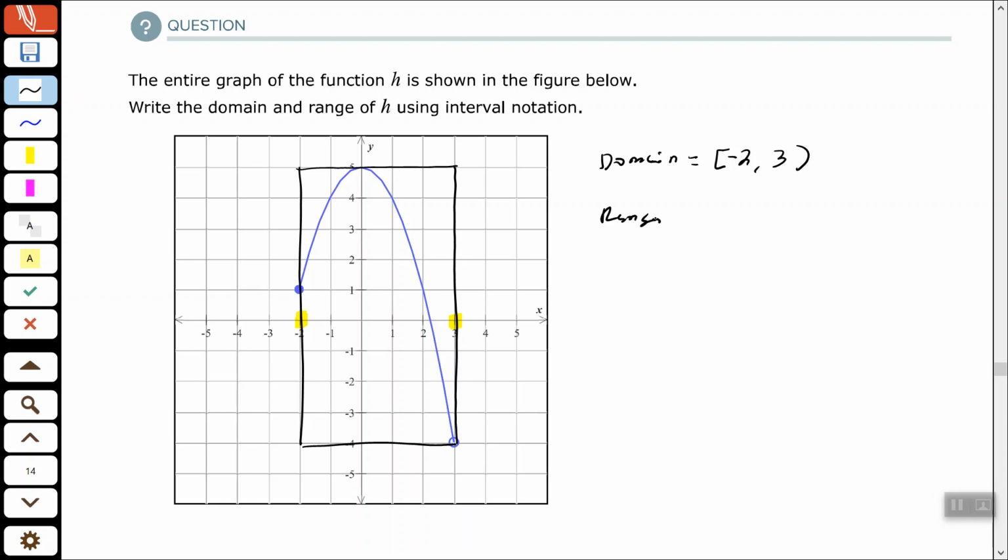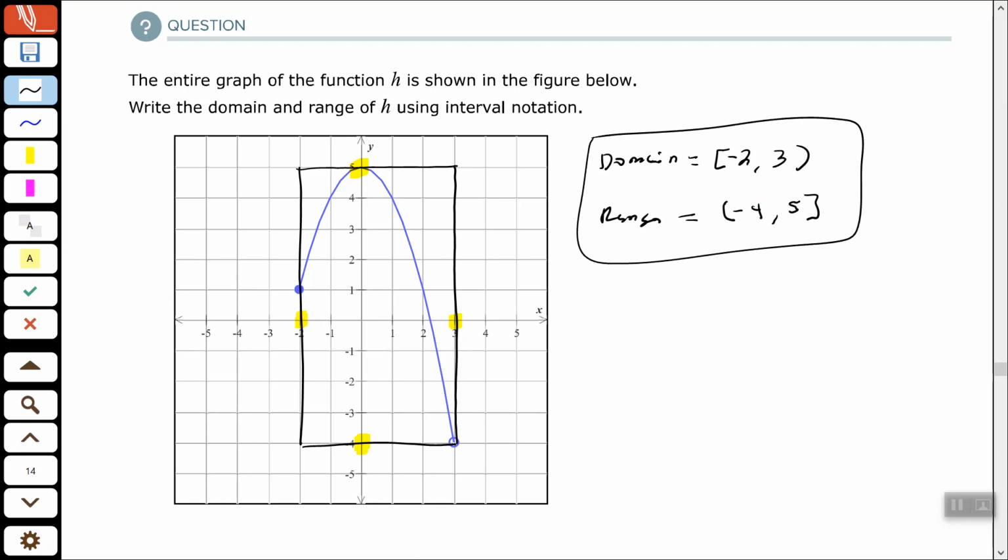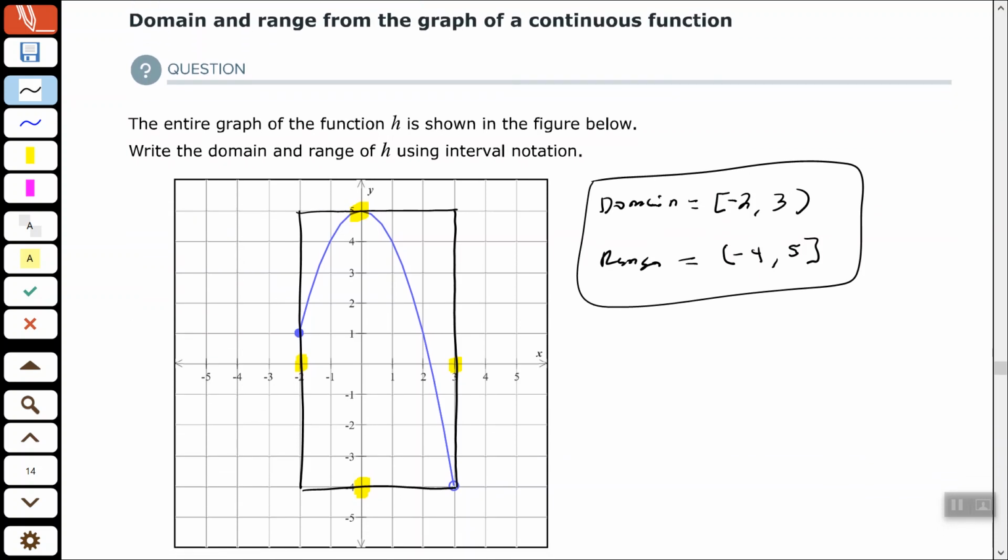And then range is from bottom to top with respect to the y-axis, so -4. When I look at the -4 on the graph, there's an open circle at -4, and then it goes all the way up to 5 where there's a solid line. So since I had an open circle at -4, I need parentheses, and then all the way up to +5, and I have a solid curve going through 5, so I will use a bracket. And that's how you find your domain and range from the graph of continuous functions.